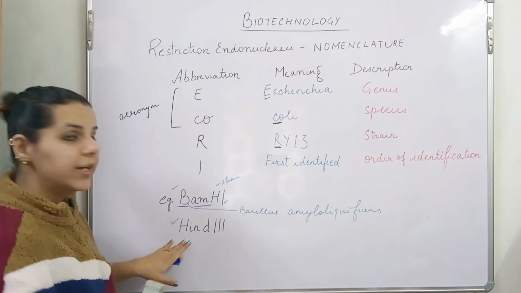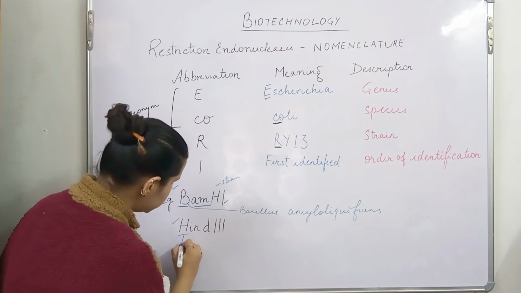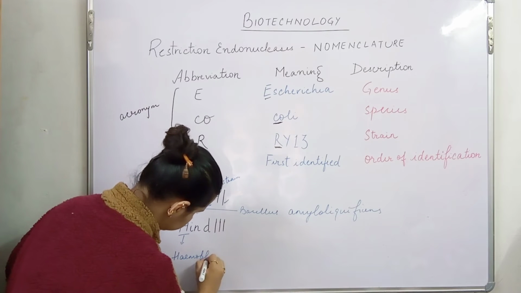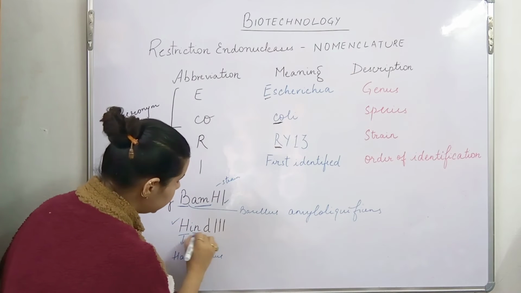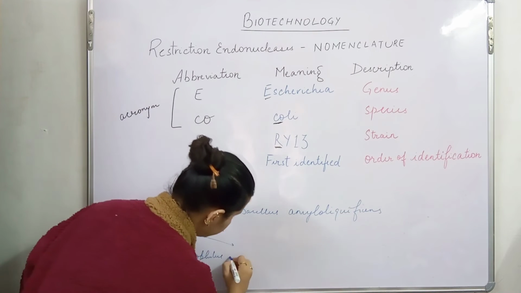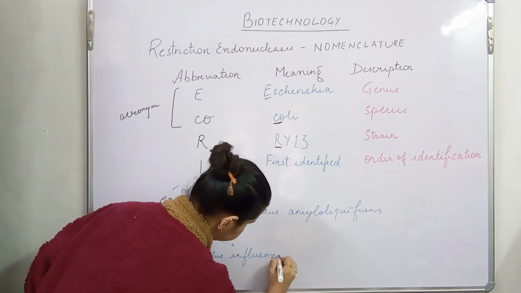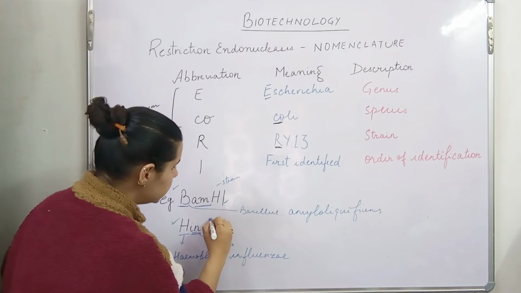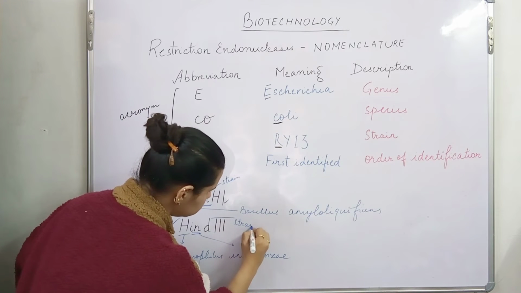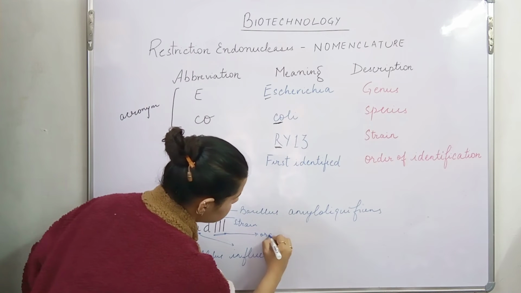Then similarly, if I consider the example of HindIII, then H stands for Haemophilus, in is the name of the species, that stands for influenzae, d again is the strain, and 3 is the order of identification.